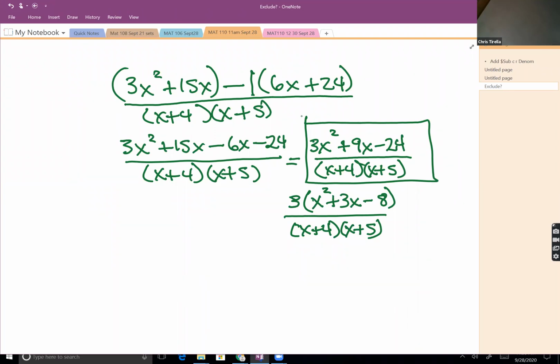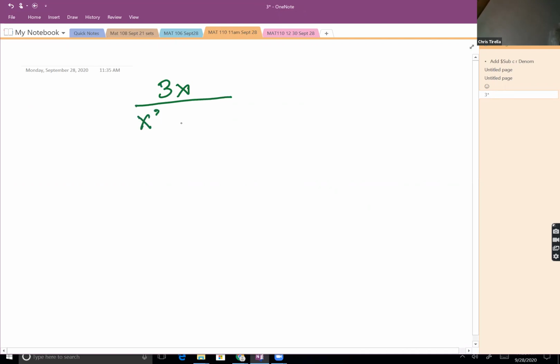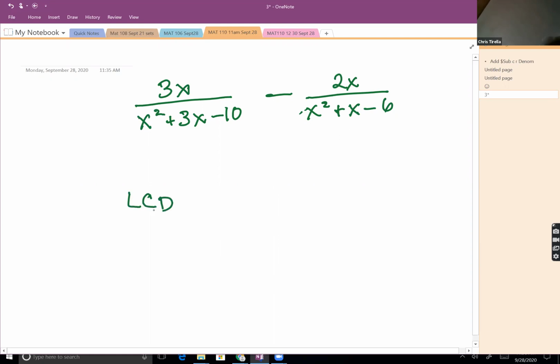How's that one? Good. Let's look at another one, a little bit more difficult, a little bit more challenging. Let's look at 3x over x squared plus 3x minus 10 minus 2x over x squared plus x minus 6. And the first thing we have to do is find our lowest common denominator. And in order to do that, we have to factor each denominator.